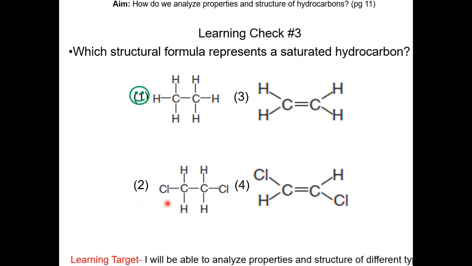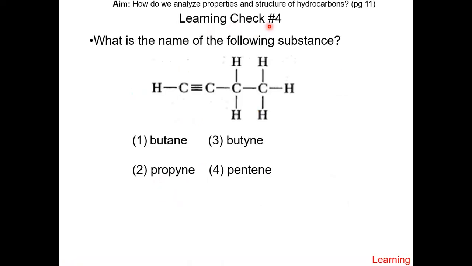Choice 2 is wrong because this is not a hydrocarbon. There is chlorine here. Learning check number 4. What is the name of the following substance?